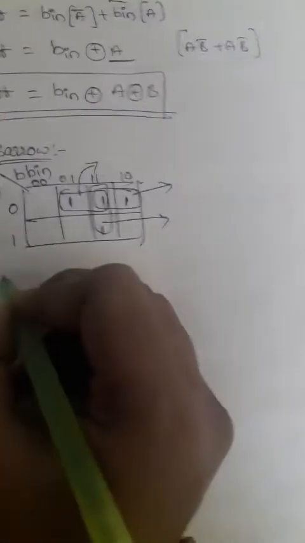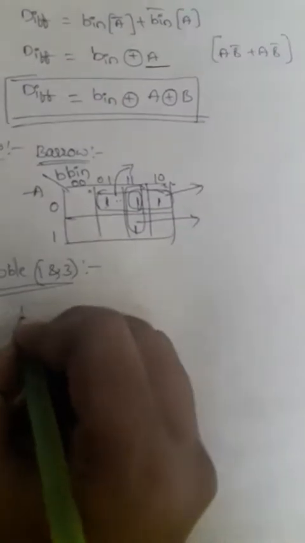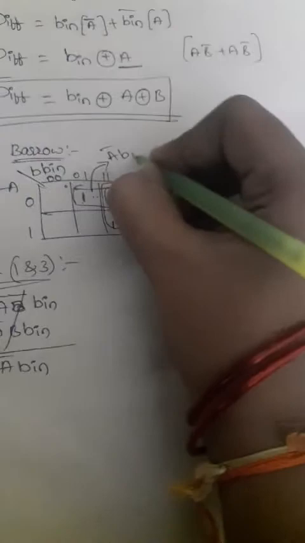Okay, so first I can take the double for this. What is the cell number? 0, 1, 2, 3, right? So that means 1 and 3. So 1, 3 is nothing but 0, 0, 1. So A complement, B complement, B in. And the next one is A complement, B, B in. So here B complement cancels. Then we'll get A complement, B in. So this expression is A complement, B in.